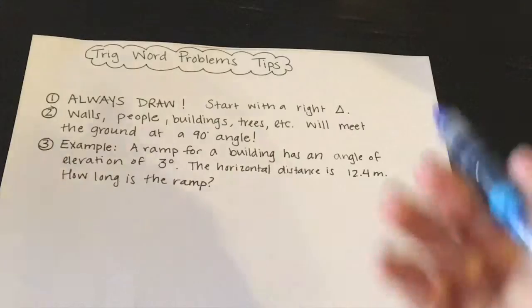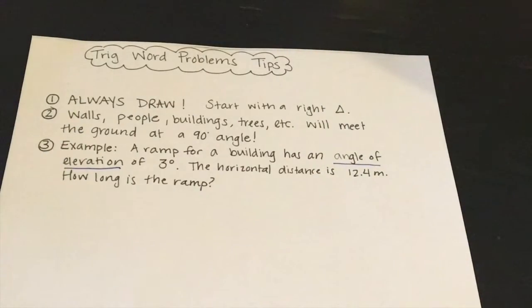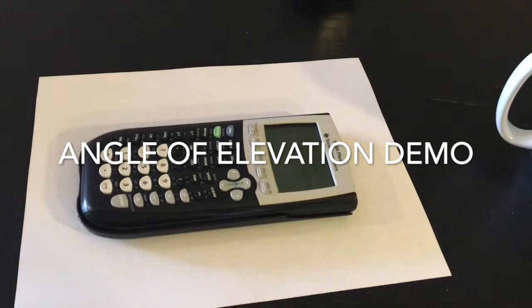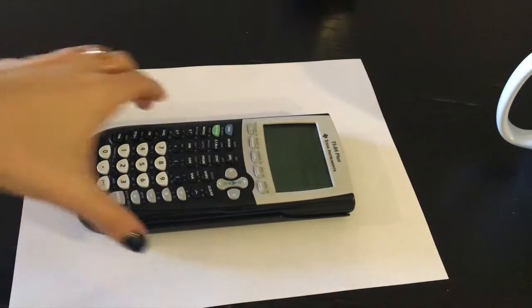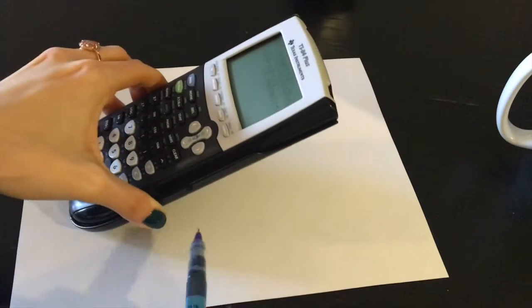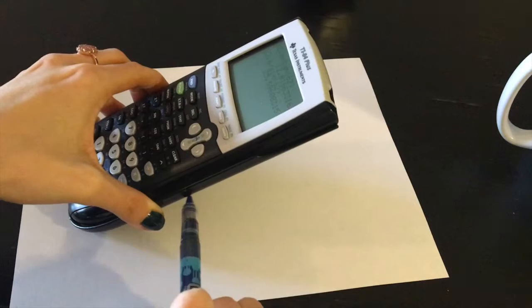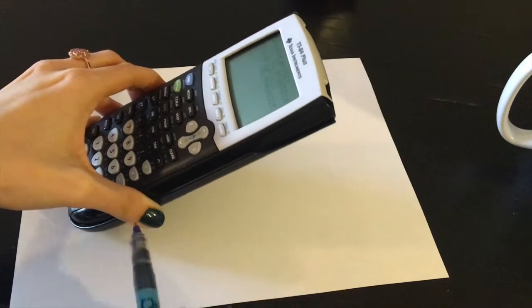Another term that they use often is angle of elevation. Angle of elevation has to do with how far something is tilted off the ground. So this calculator has an angle of elevation with the table of 0 because it's flat on the table. As I lift the calculator, this angle starts to increase. So if you have like a ramp or a ladder, the angle of elevation is this angle here where it's meeting the ground.